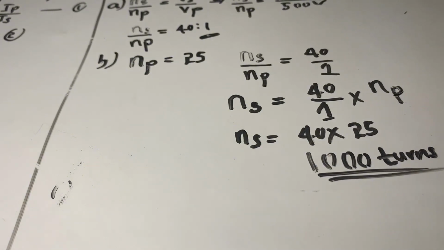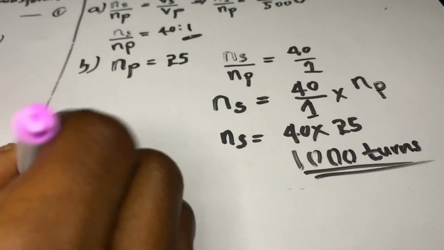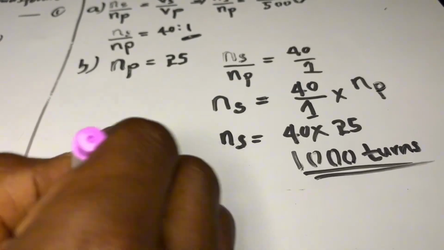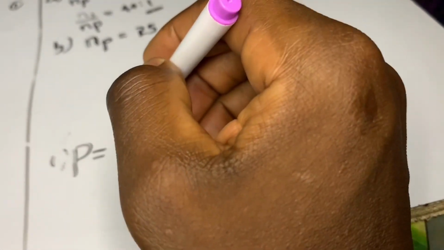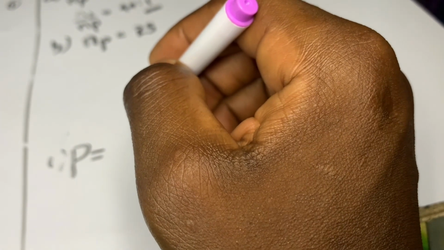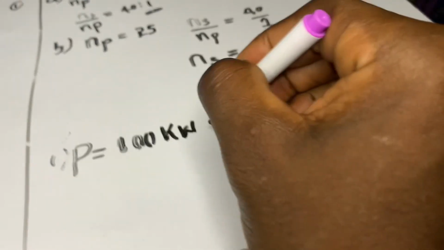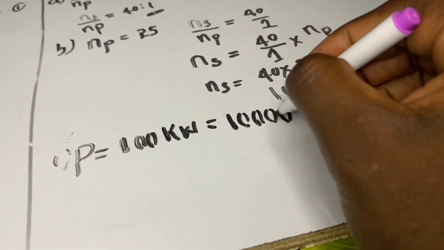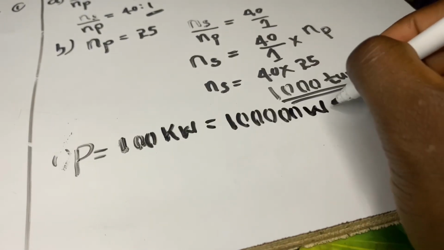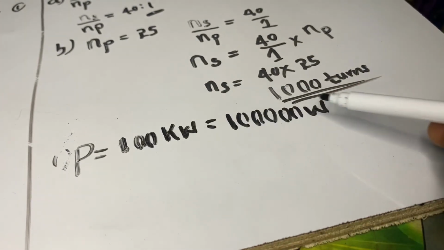However, from the question, the data that was given is power. Power was given as 100 kilowatts, and 100 kilowatts is equal to 100,000 watts, because the standard unit of measurement of power is the watt. So we have to convert 100 kilowatts to watts, which gives us 100,000 watts.